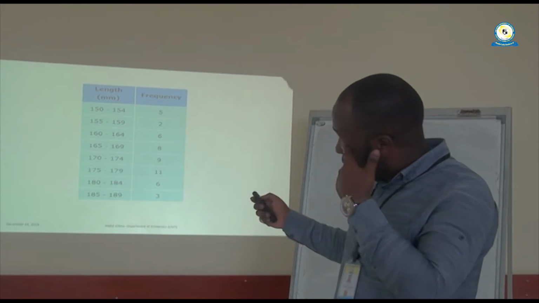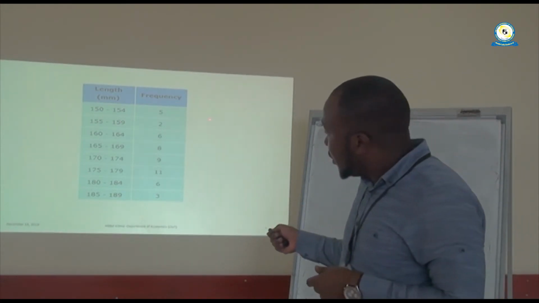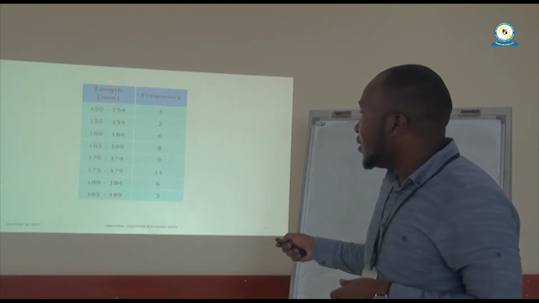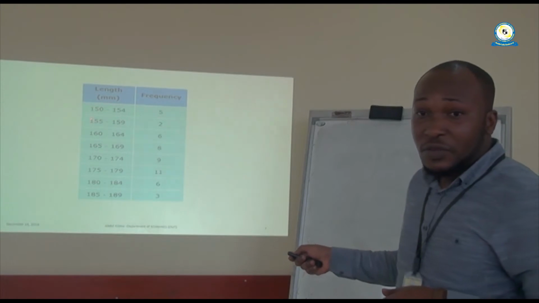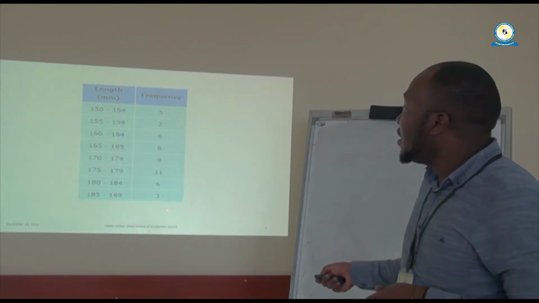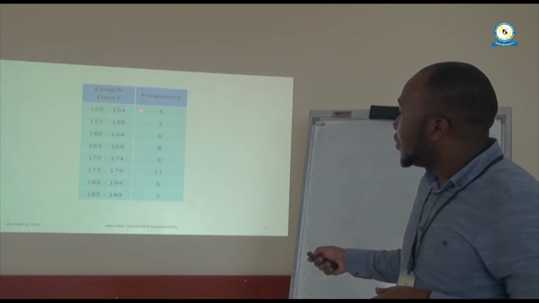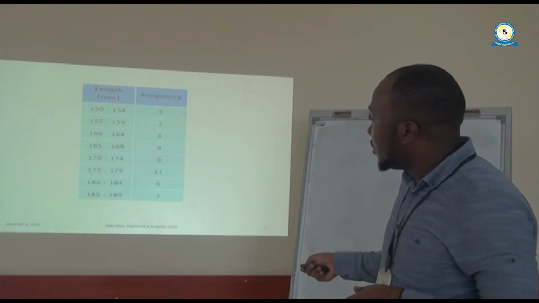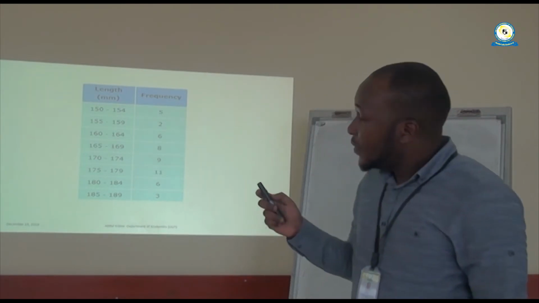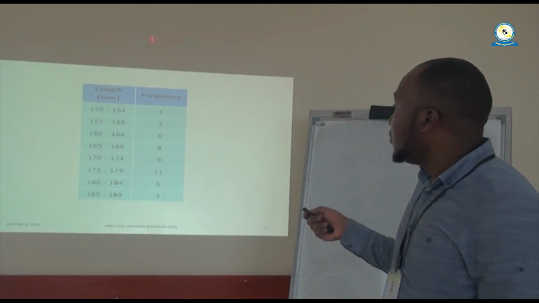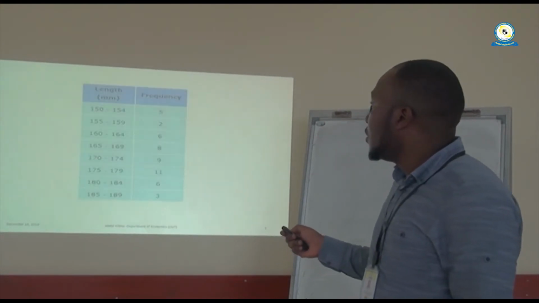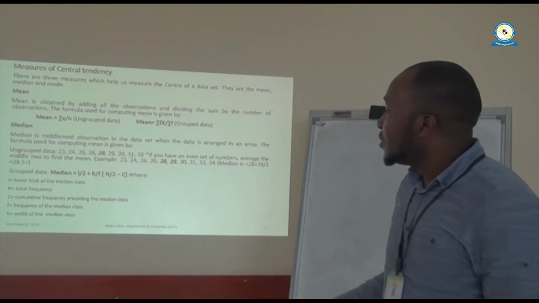This is an example of grouped data. When you see a table of grouped data, we have calculated the length, maybe the length of carrots from a farm. Here is the frequency, how many times they occur, and the length that the carrots fall between. From here you can go about calculating the mean, mode, and median using these formulas.